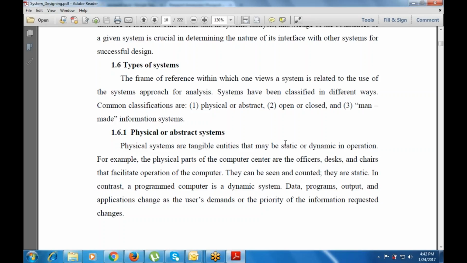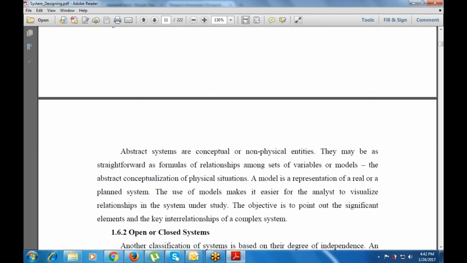They can be seen and counted. They are static in nature. In contrast, a computer program is a dynamic system. Data, program output, and application also change as the user demands or the priority of the information requested changes.